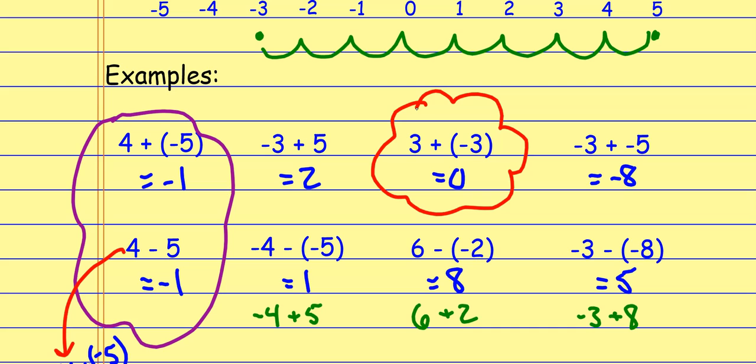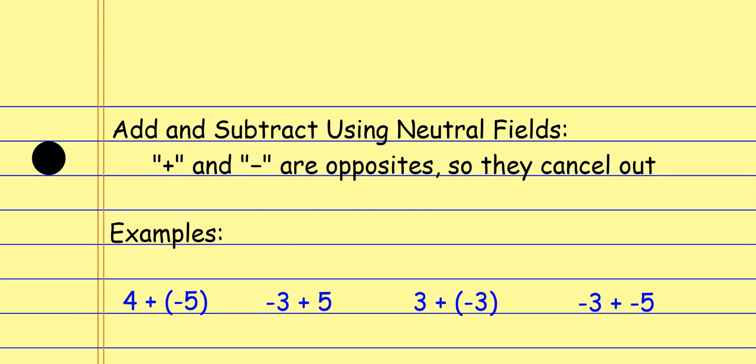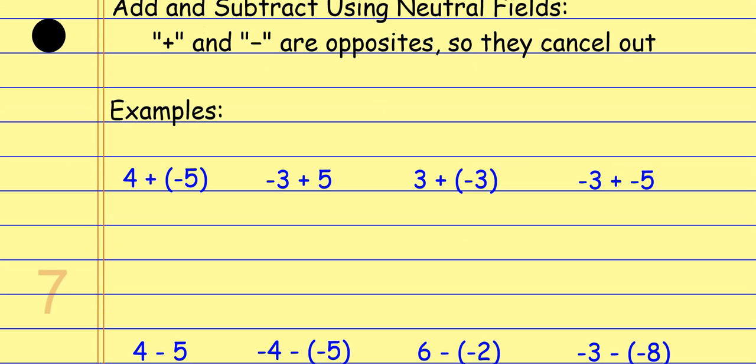And really, if we ever do the opposites, if I do a positive 4 and a negative 4, they're going to add up to 0. I go left 4 and right 4, and I'm back at 0. If I do a positive 5 and a negative 5, I go right 5 and left 5, and I'm back at 0. So anytime I have two things that are the same but opposites, they cancel out. And that's the idea behind neutral fields. Again, we think about these as opposites. We'll just break these numbers down.